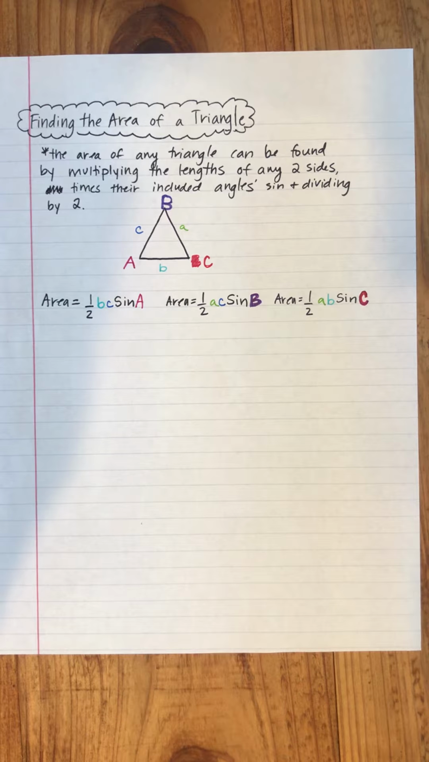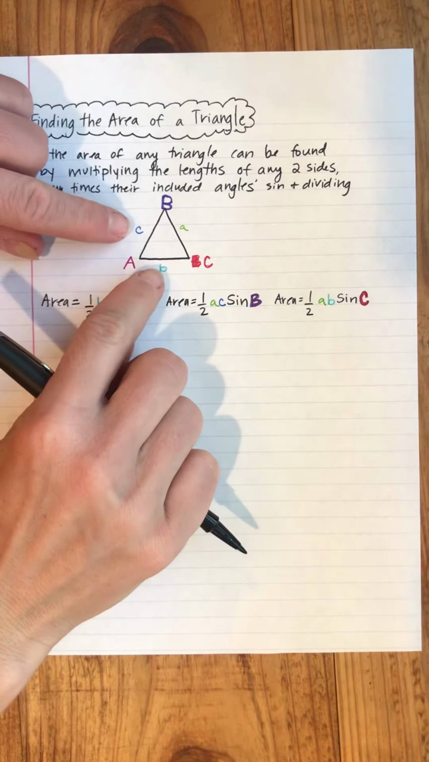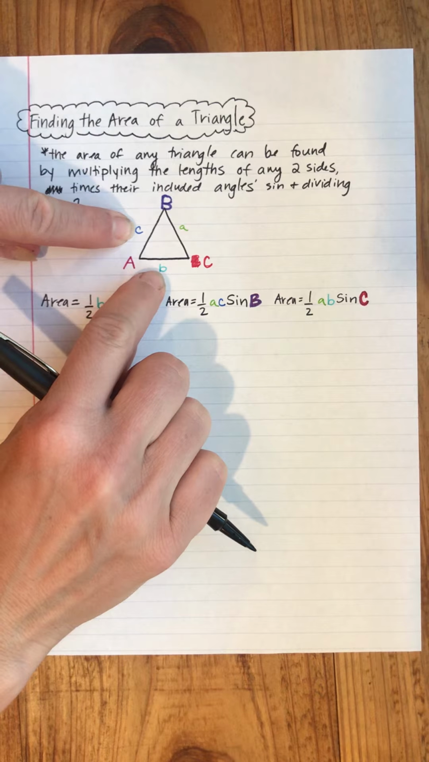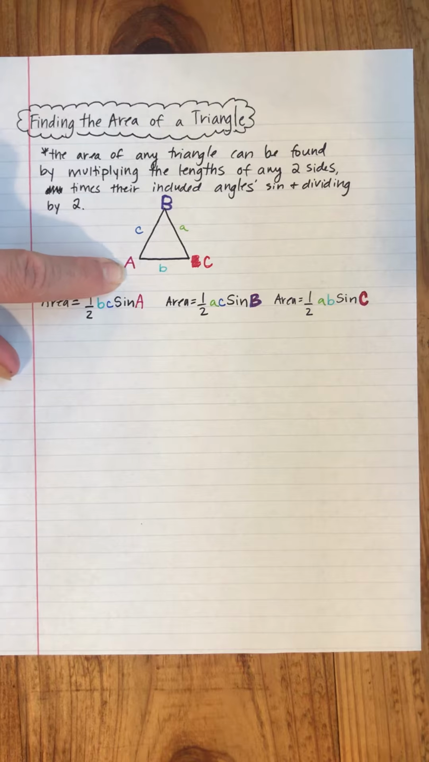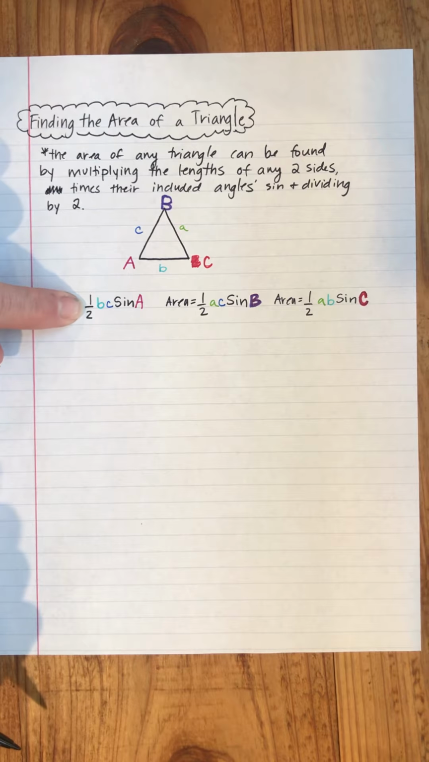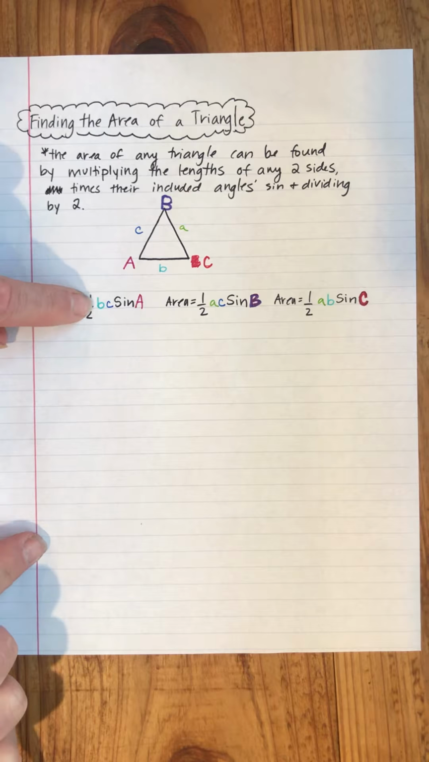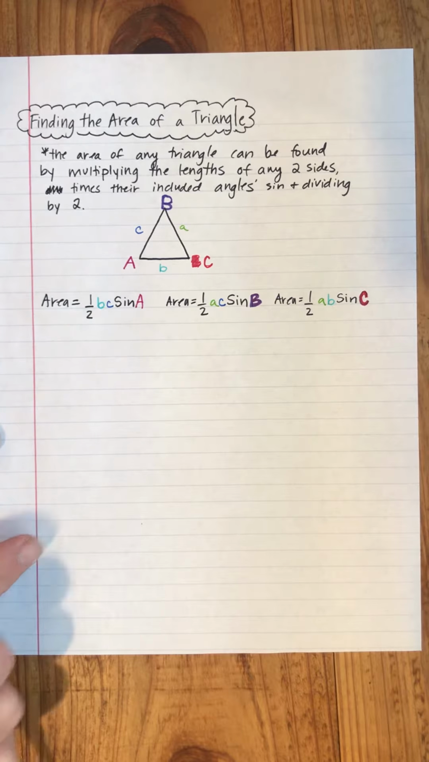and essentially what we're looking at is the area of any triangle can be found by multiplying our two lengths times the sine of the angle in between and then dividing it by 2. Or multiplying 1/2 of the product of those two lengths times the sine of A.